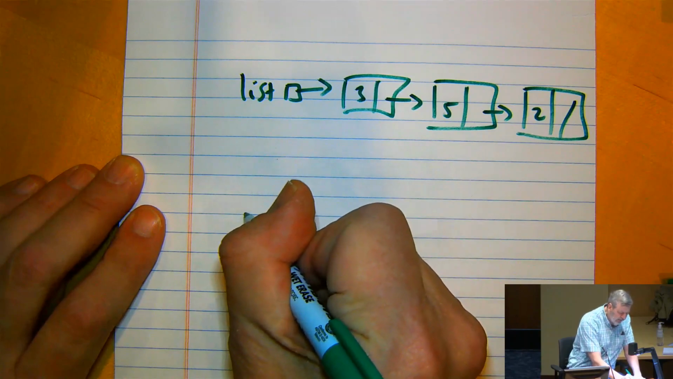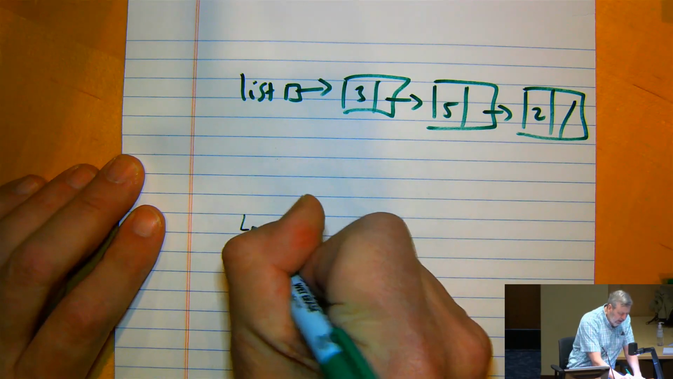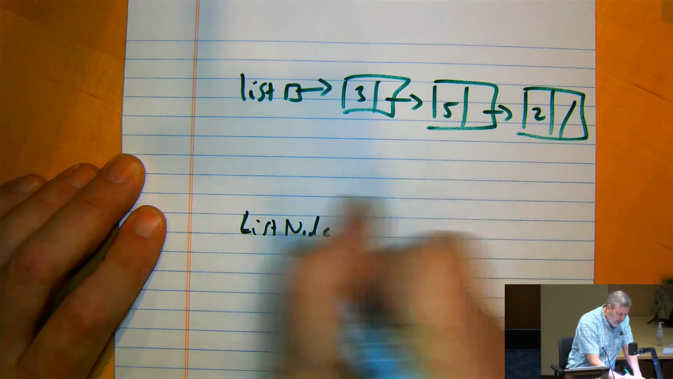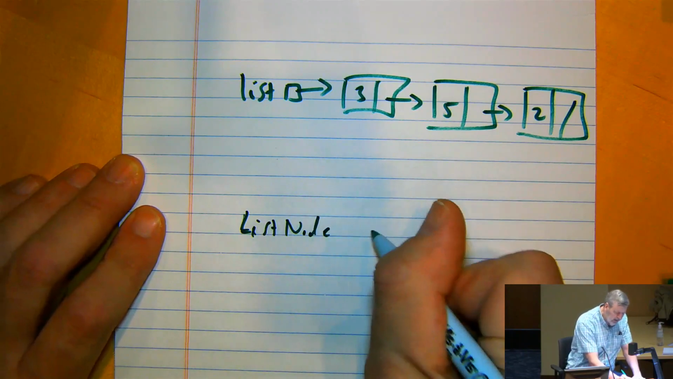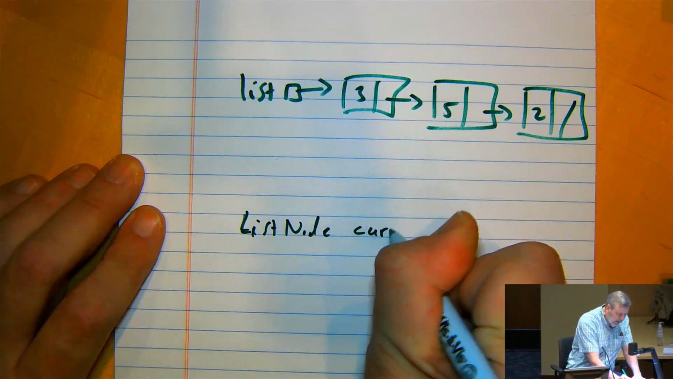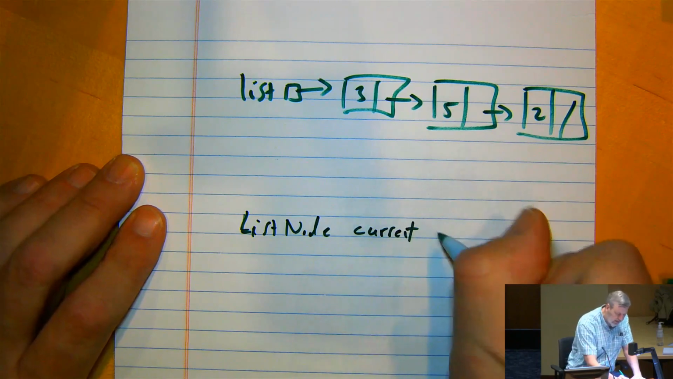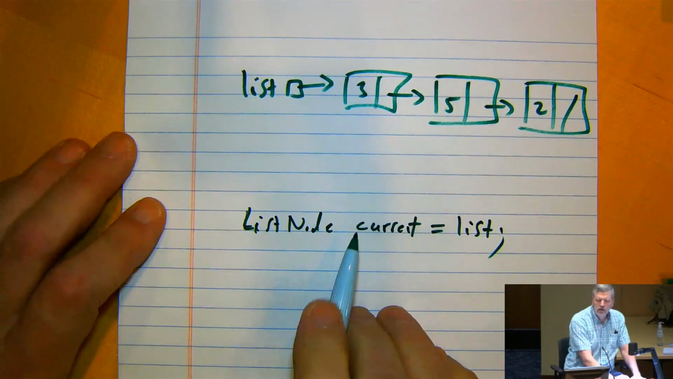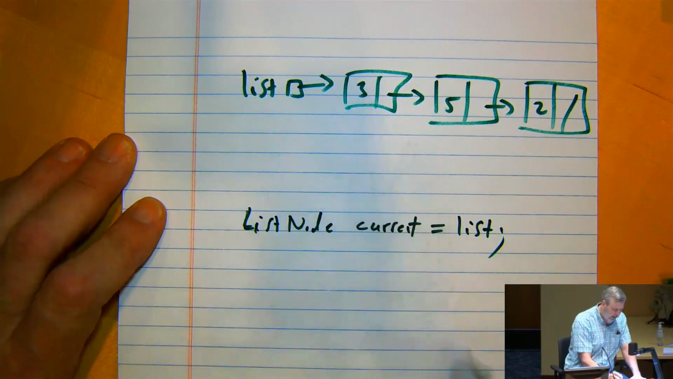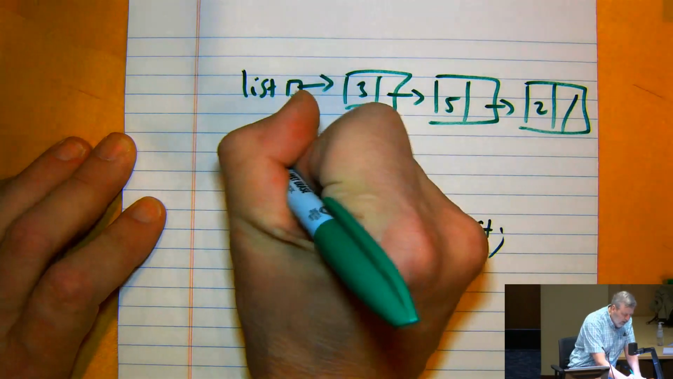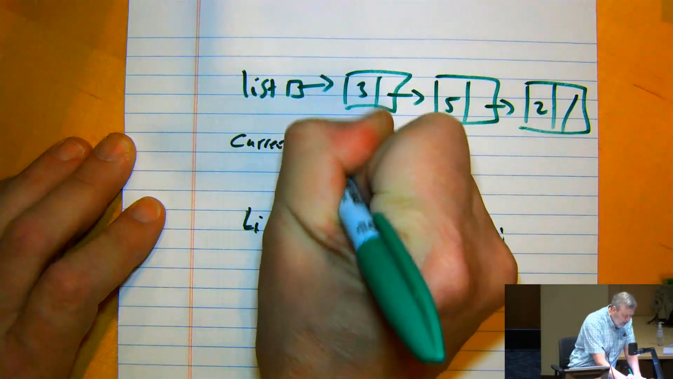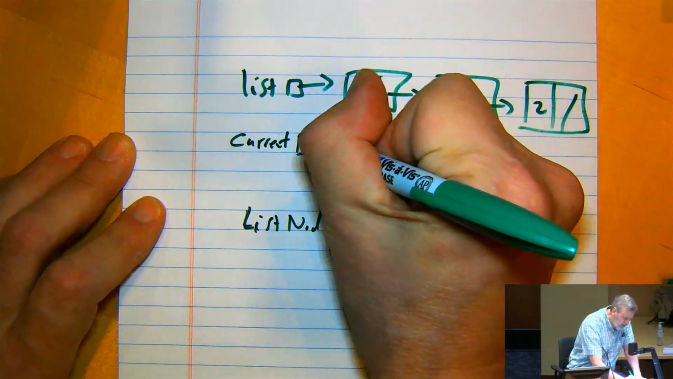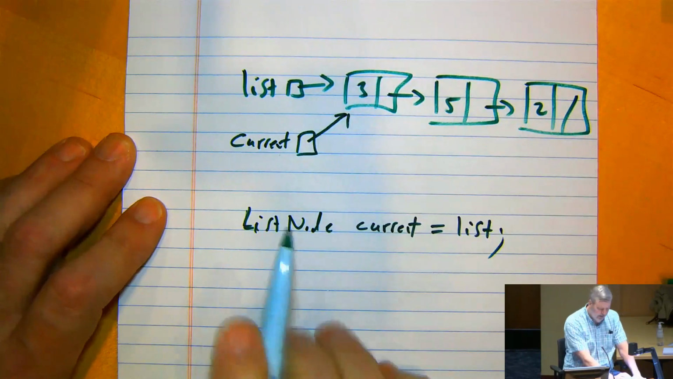A common choice for that is a variable of type ListNode, a temporary variable. Sometimes we use a name like temp, but for a problem like this, we tend to use a name like current. So I'm going to say ListNode current is assigned to list. I'm going to have it start at the same place where list begins. So we have a variable called current, and the arrow that's here gets copied into current, so it's going to point at the same node.